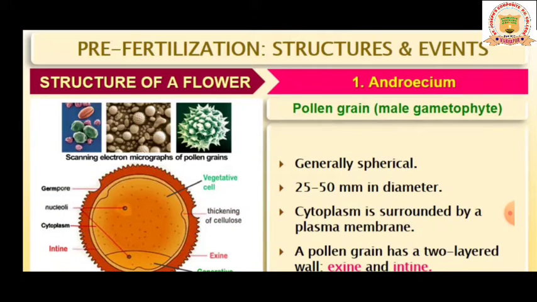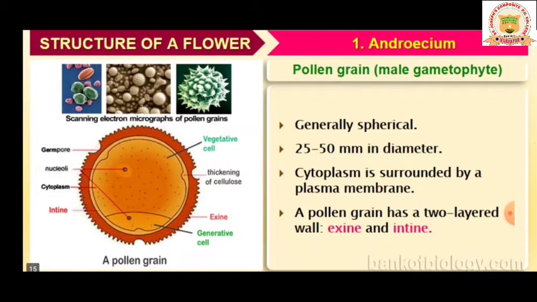So let me try to understand the structure of a pollen grain. What is the structure of a pollen grain or a male gametophyte? So the pollen grain looks like this. Generally it is spherical in shape, 25 to 50 micrometers in diameter. Cytoplasm is surrounded by plasma membrane. A pollen grain has a two layered wall, outer exine and inner intine.